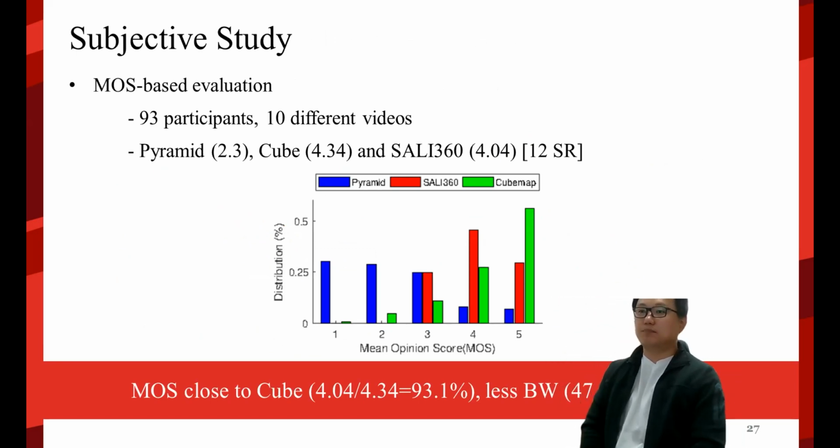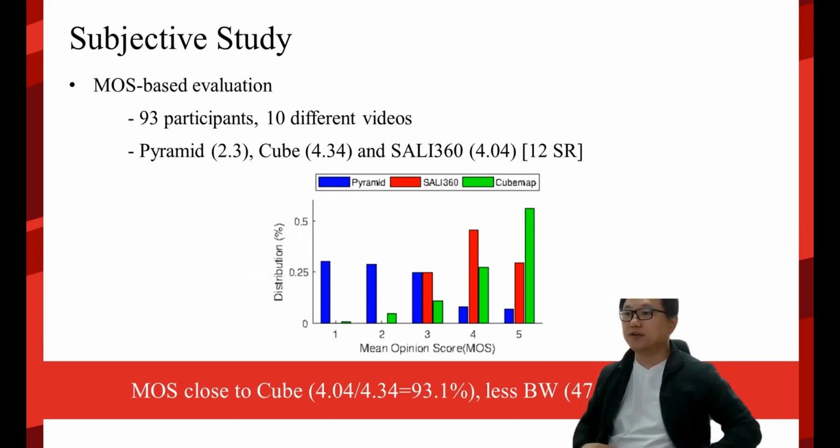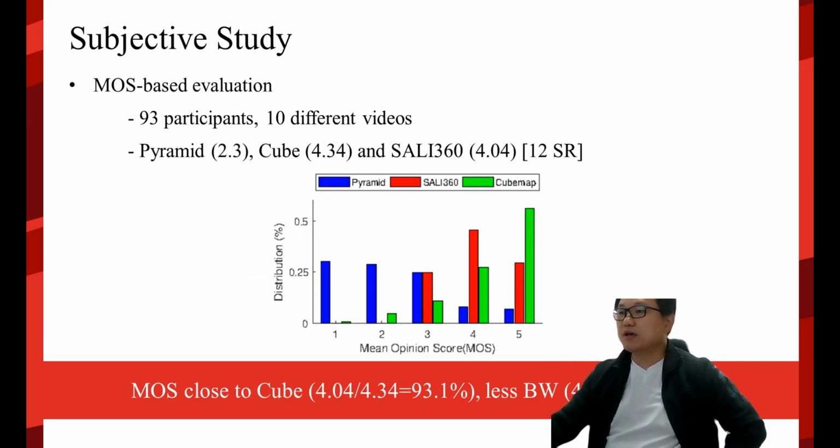There were 93 participants with 10 different videos. MOS is mean opinion score. After watching a video, 5 is the best, 1 is the worst. Okay, so people responded as follows. For 5, CubeMap responded the best. Okay, the pyramid, some of them were poor after watching some videos. But Celis 360 is very close to the CubeMap, with a few votes on the 3.